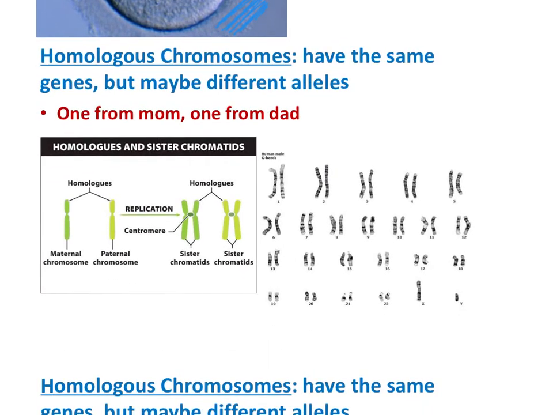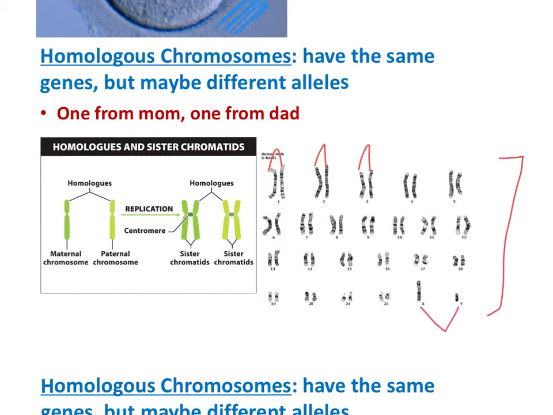Homologous chromosomes are chromosomes that have the same genes, but maybe different alleles. So us as humans have 46 chromosomes, but they exist as 23 homologous pairs. So shown here are all 46 of those chromosomes, but they are paired with those that are homologous to one another, resulting in 23 pairs.